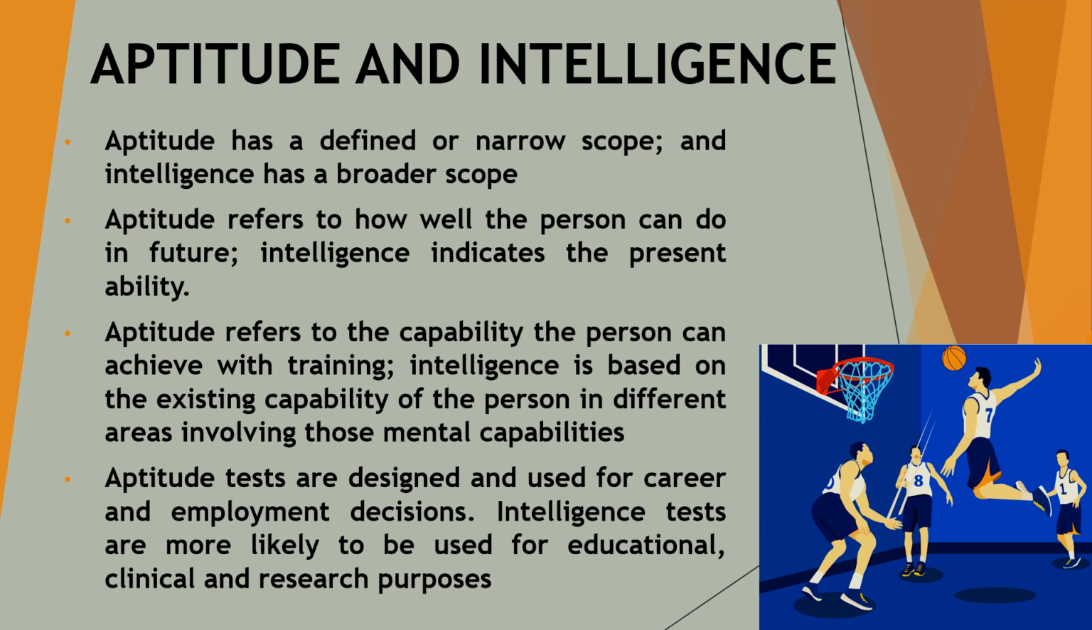Intelligence indicates the person's present ability, what the person knows and what he can perform in different areas. Aptitude refers to how well the person can do in future. Aptitude refers to the capacity the person can achieve with training. Intelligence is based on the existing capability of the person in different areas involving those mental capabilities.